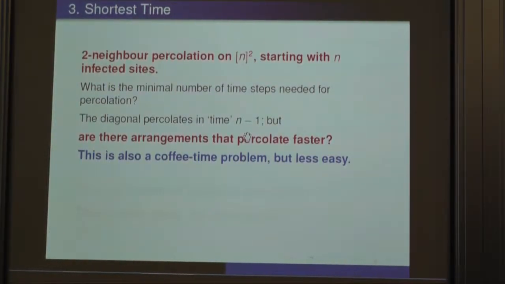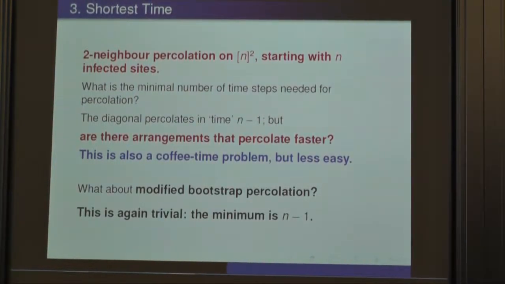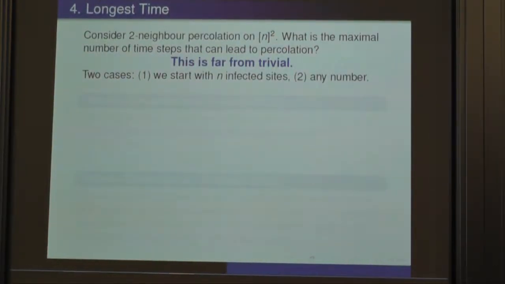Okay, what about the shortest time? Again, if you take n infected sites at the beginning, how quickly can you get full infection? The diagonal shows that you can do it in n-1 steps. Can you do it quicker? Again, the answer is no, you can't. This is again a lovely coffee time problem, but much less trivial. So if you can do it, congratulate yourself. What about boosted percolation? Non-starter. Okay, what about longest time?